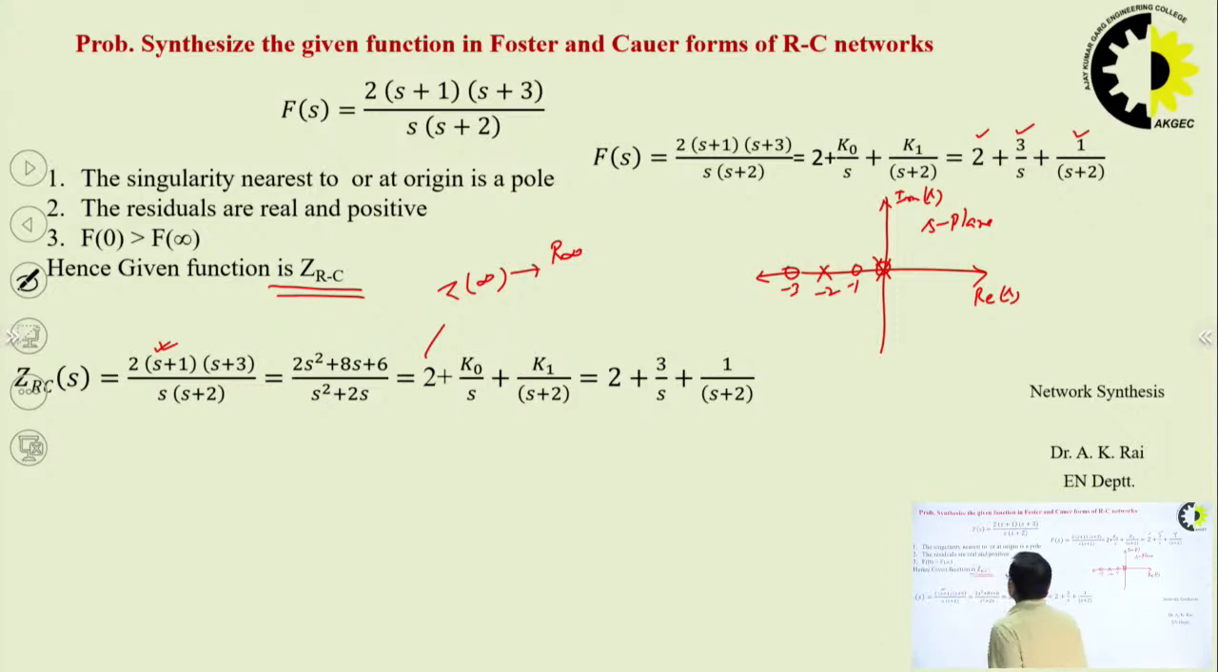And then we have the pole at origin, s is equal to 0. So we are getting this term, clear. Then we have a pole on the negative real axis, here we have this pole. So we are getting this term.